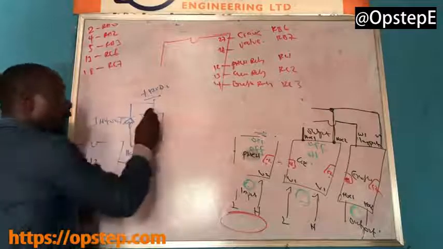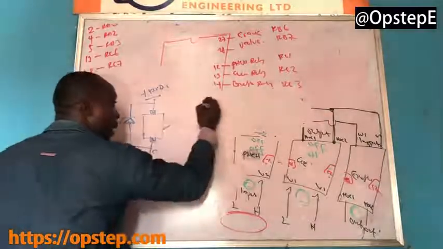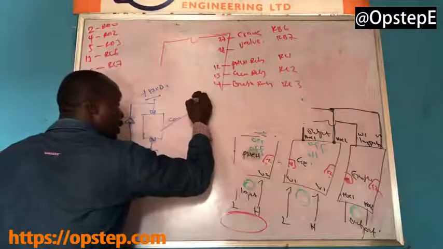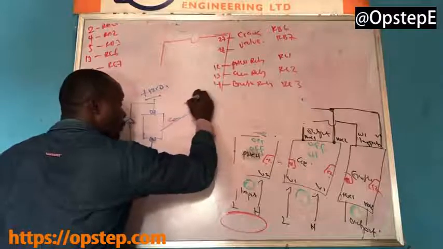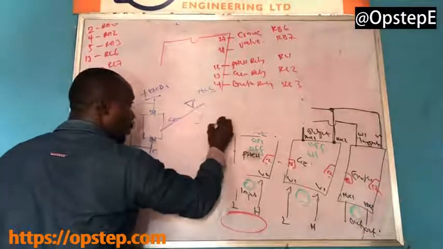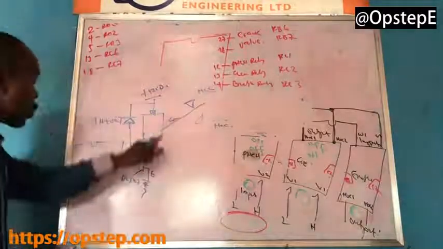Now, don't forget the relay is going to have a wiper, isn't it? Don't forget this is the common. We now say we have what? Thank you very much. The normally closed contact. We now have another contact, which is the normally open contact. Does it make sense? So you see the coil.